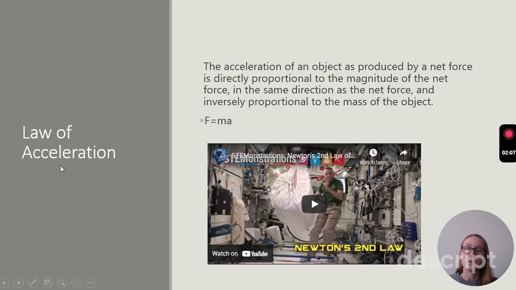Now, the second law of motion is the law of acceleration. And this law states that the acceleration of an object as produced by a net force is directly proportional to the magnitude of the net force, in the same direction as the net force, and inversely proportional to the mass of the object. So simply, an object will accelerate in the same direction that the force applies to it, and acceleration is inversely related to mass. So if you're to keep the same amount of force but increase your mass, your acceleration would decrease, and vice versa. So let's look at it through this video.